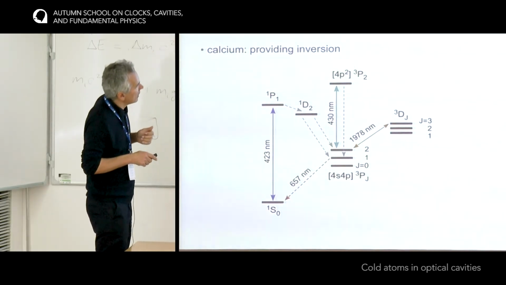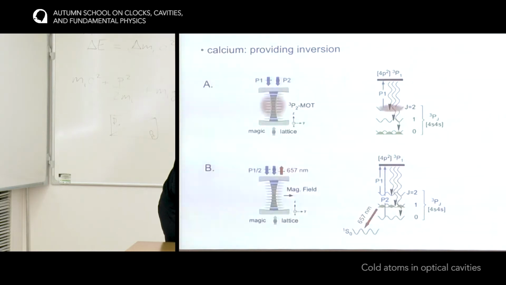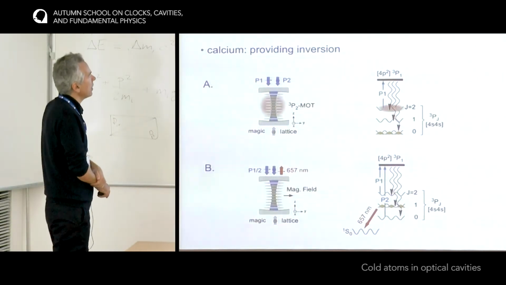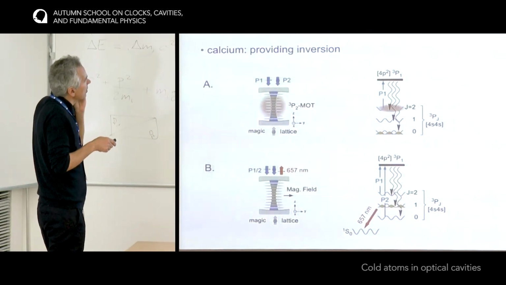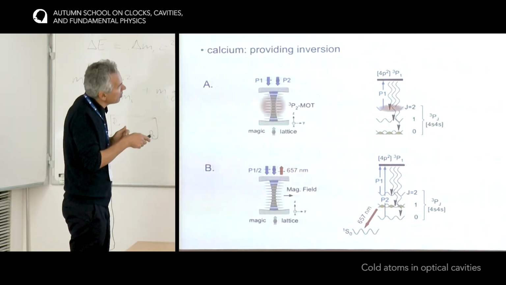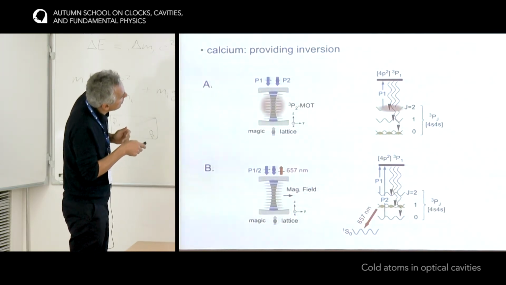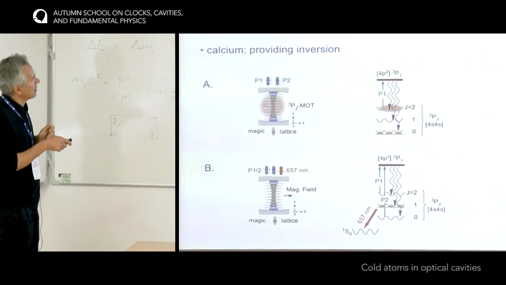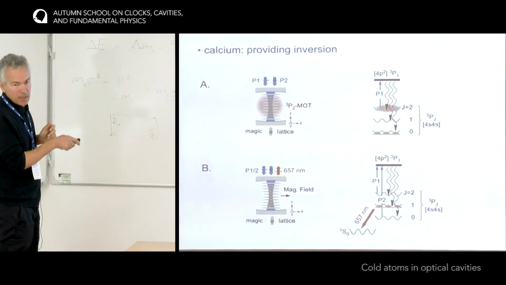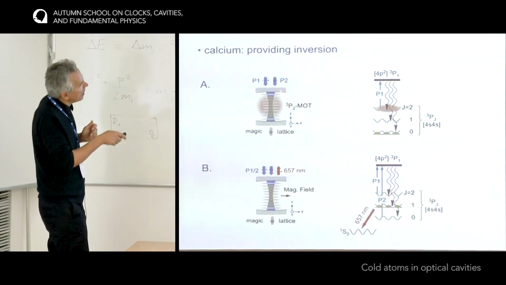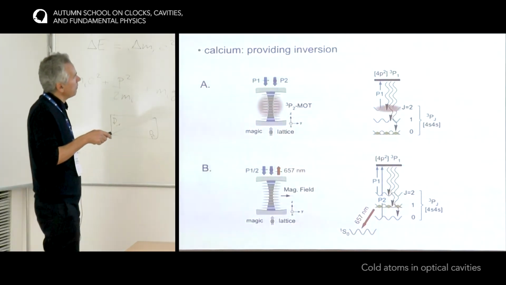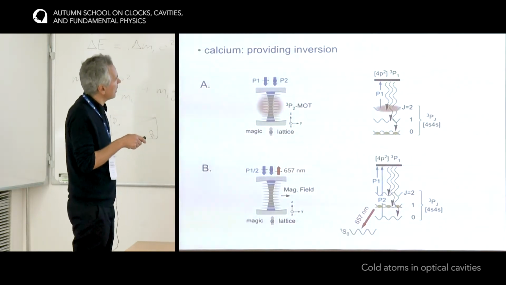And then there are 2 steps needed to create inversion on the 3P1 upper laser level. And this is explained in these pictures here. So the first step is the following. We have a 3P2 MOT. I try to sketch that with this glowing ball of atoms in the 3P2 state here, right? Now we have a cavity around this region where the 3P2 MOT sits. And there are a number of things that have to be said here.